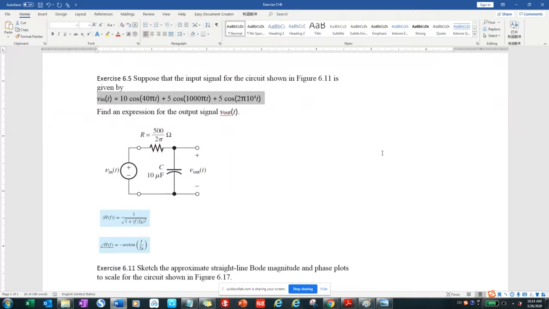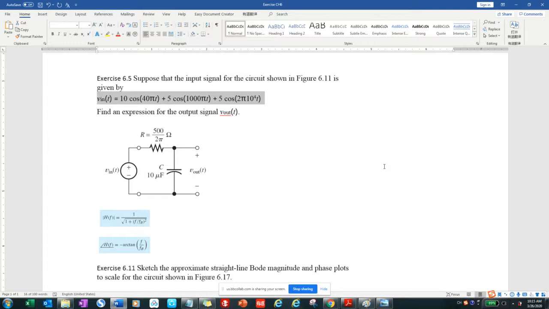The difference between this question and the previous question is that in the previous question, the transfer function is quite simple. You just have a straight line for the magnitude and a straight line for the phase angle.